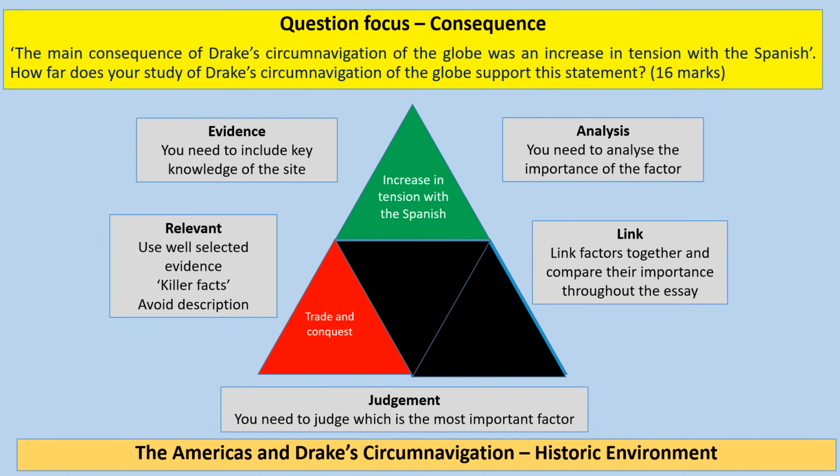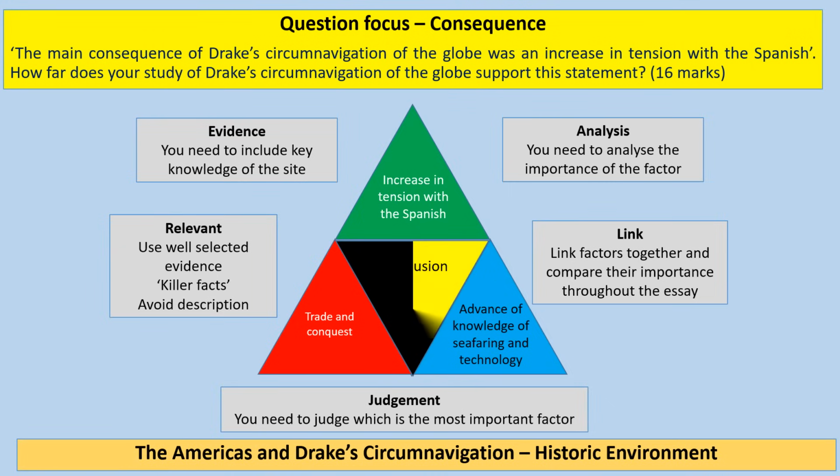Another factor could be looking at trade and conquest. So that's a key consequence of Drake's circumnavigation of the globe. So paragraph 2 is going to be on that. The third paragraph could be the advance of knowledge, seafaring and technology during this time period. And then your final paragraph will be your conclusion, where you are going to say ultimately whether you agree or disagree with this interpretation.